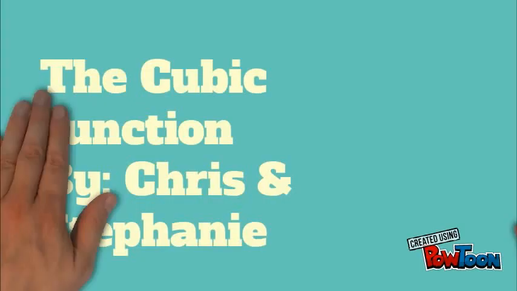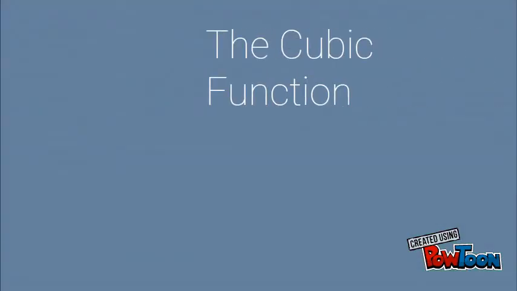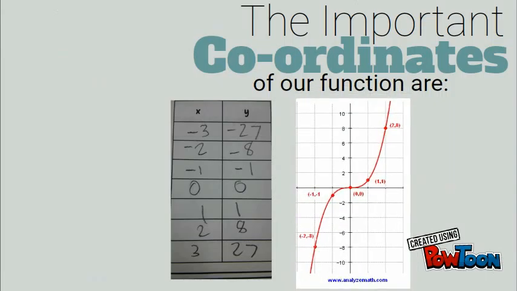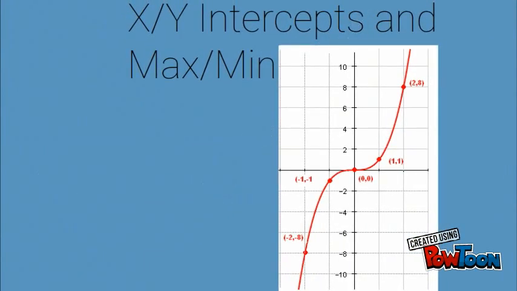Chris and I got the cubic function, which is f of x equals x cubed. The important coordinates of our function are (-3, -27), (-2, -8), (-1, -1), (0, 0), (1, 1), (2, 8), and (3, 27). Here's a graph of our function. The x-intercept of the graph is (0, 0), and the y-intercept is (0, 0) also.